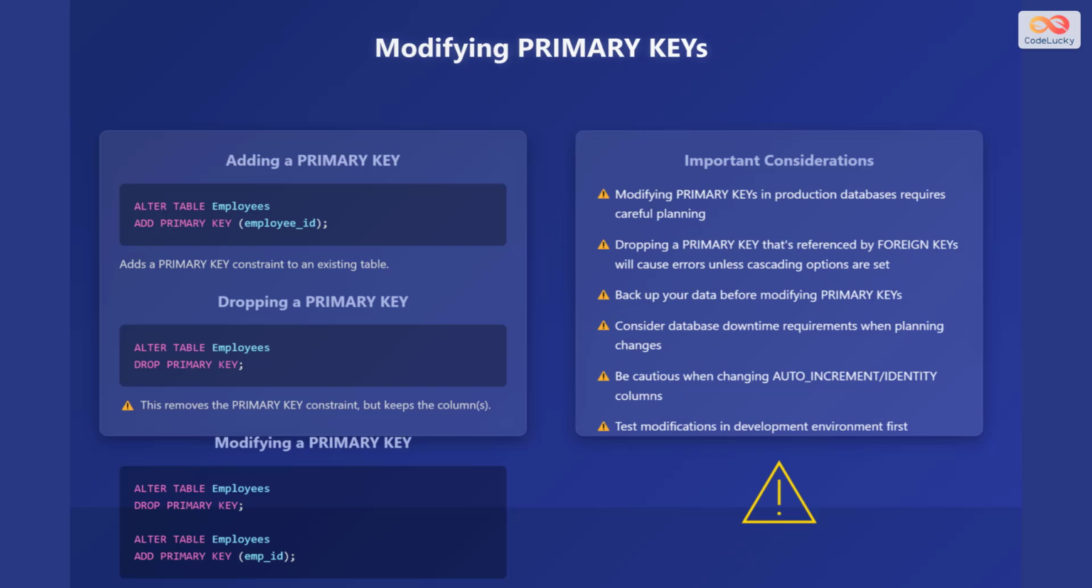Here are some important considerations to keep in mind. Modifying primary keys in production databases requires careful planning. Dropping a primary key that's referenced by foreign keys will cause errors unless cascading options are set. Back up your data before modifying primary keys. Consider database downtime requirements when planning changes. Be cautious when changing auto-increment or identity columns. Test modifications in a development environment first.